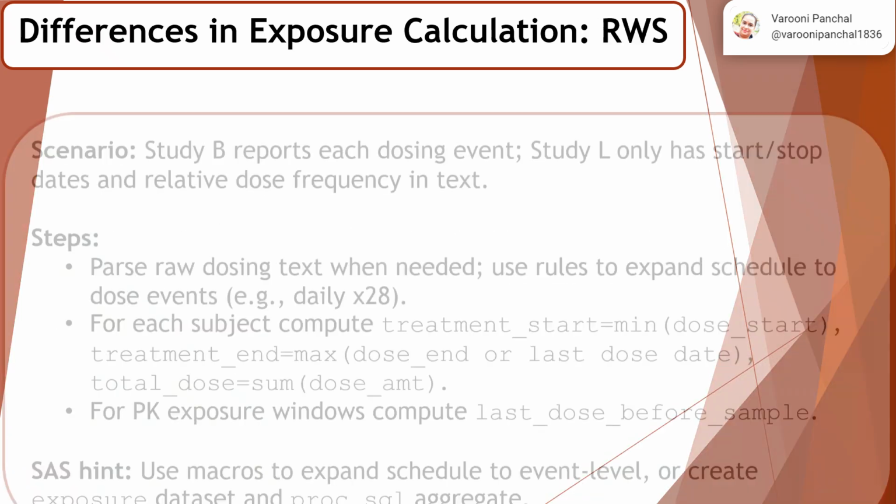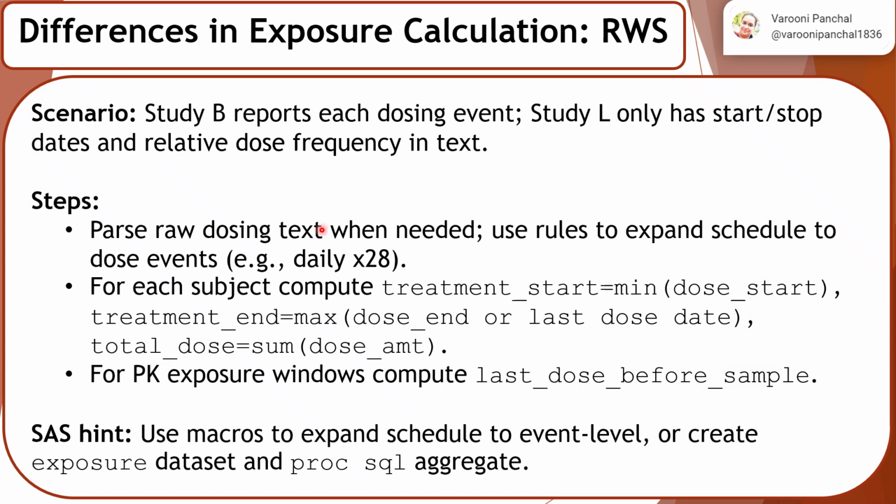ISE study. For example, study B reports each dosing event, whereas study L only has start and stop dates, with the relative dose frequency in text. So parse the raw dosing text when needed, and use rules to expand the schedule to dose events.